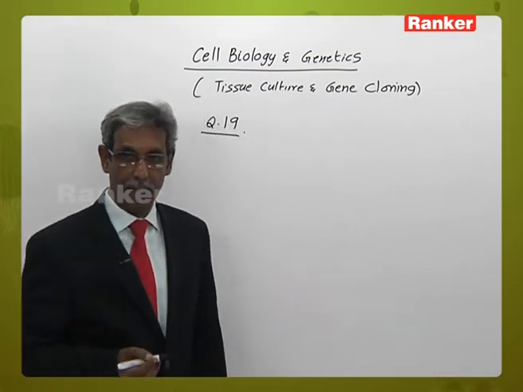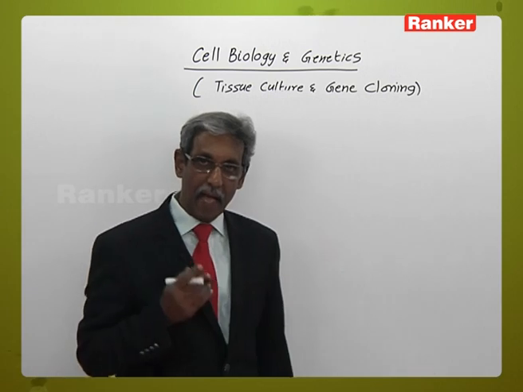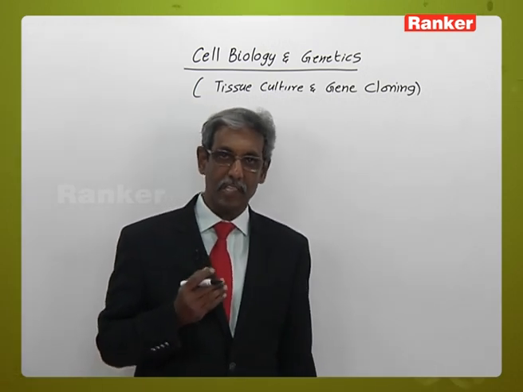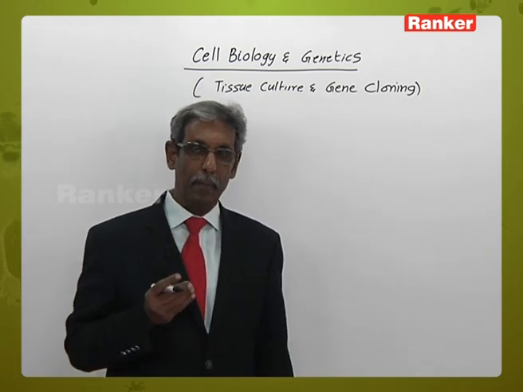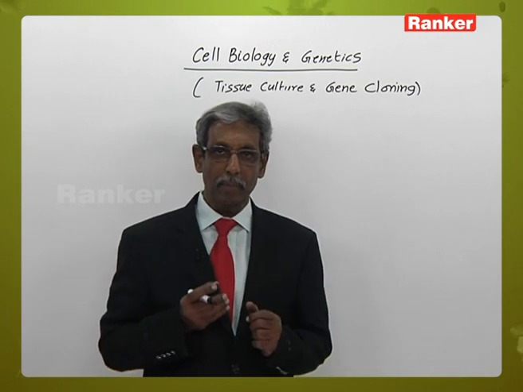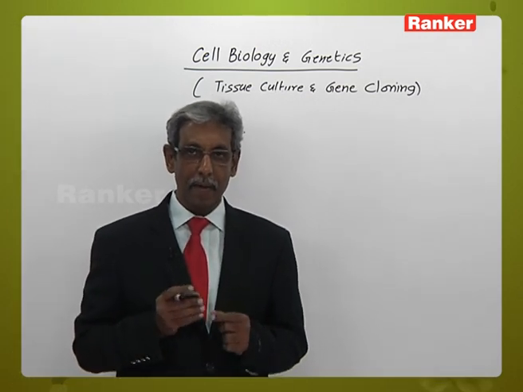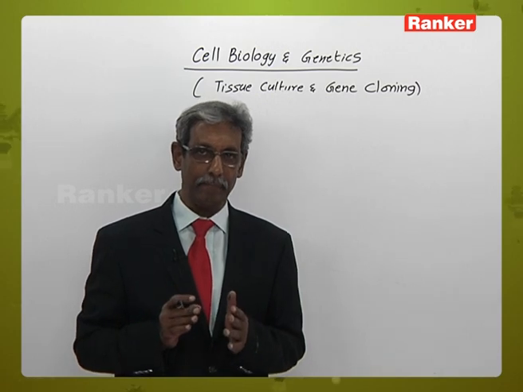Question number 19. Agrobacterium tumefaciens is called A. Human Genome Project, B. Phage DNA, C. Plasmid, D. Nature's Genetic Engineer. Now, Agrobacterium tumefaciens is a soil, gram negative bacterium. It is normally associated with both dicots and monocots, and it has a very important plasmid called a tumor inducing plasmid, or Ti plasmid.